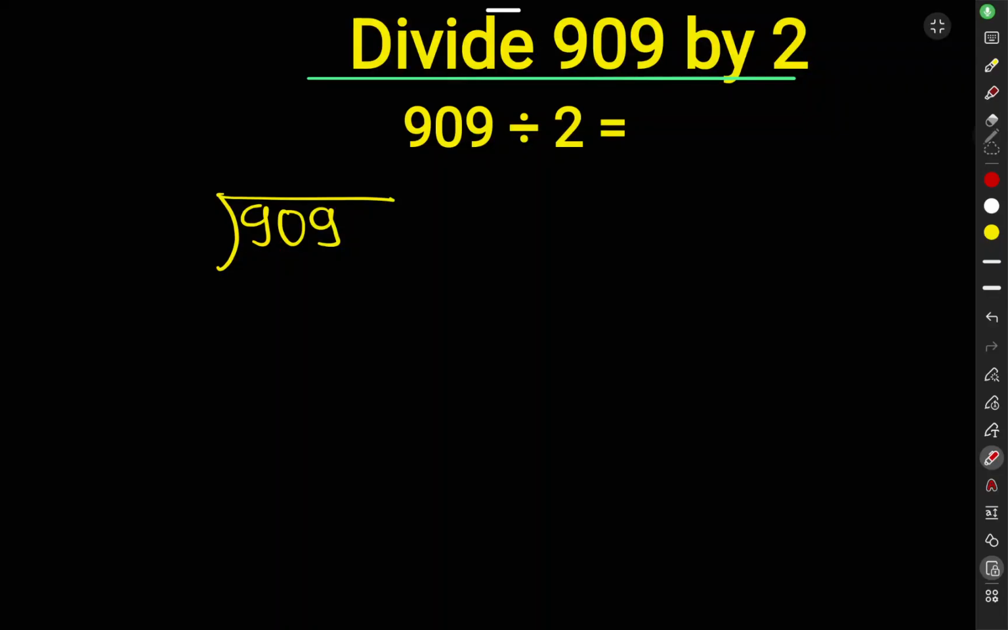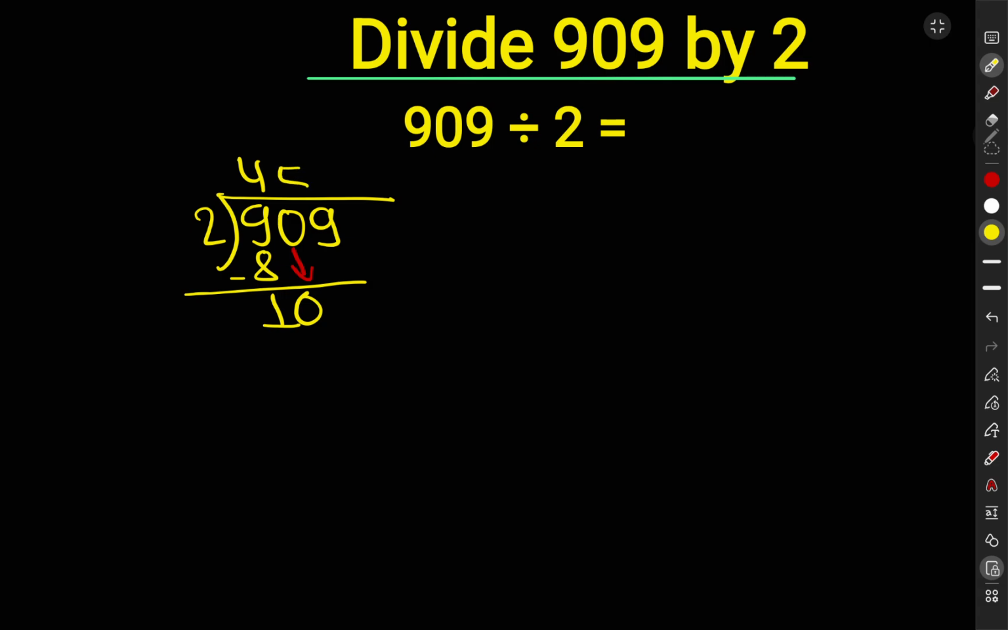We divide 909 by 2 in a long division method. So 2 times 4 is 8. On subtracting we get 1. So now we put down this 0 and it is 10.